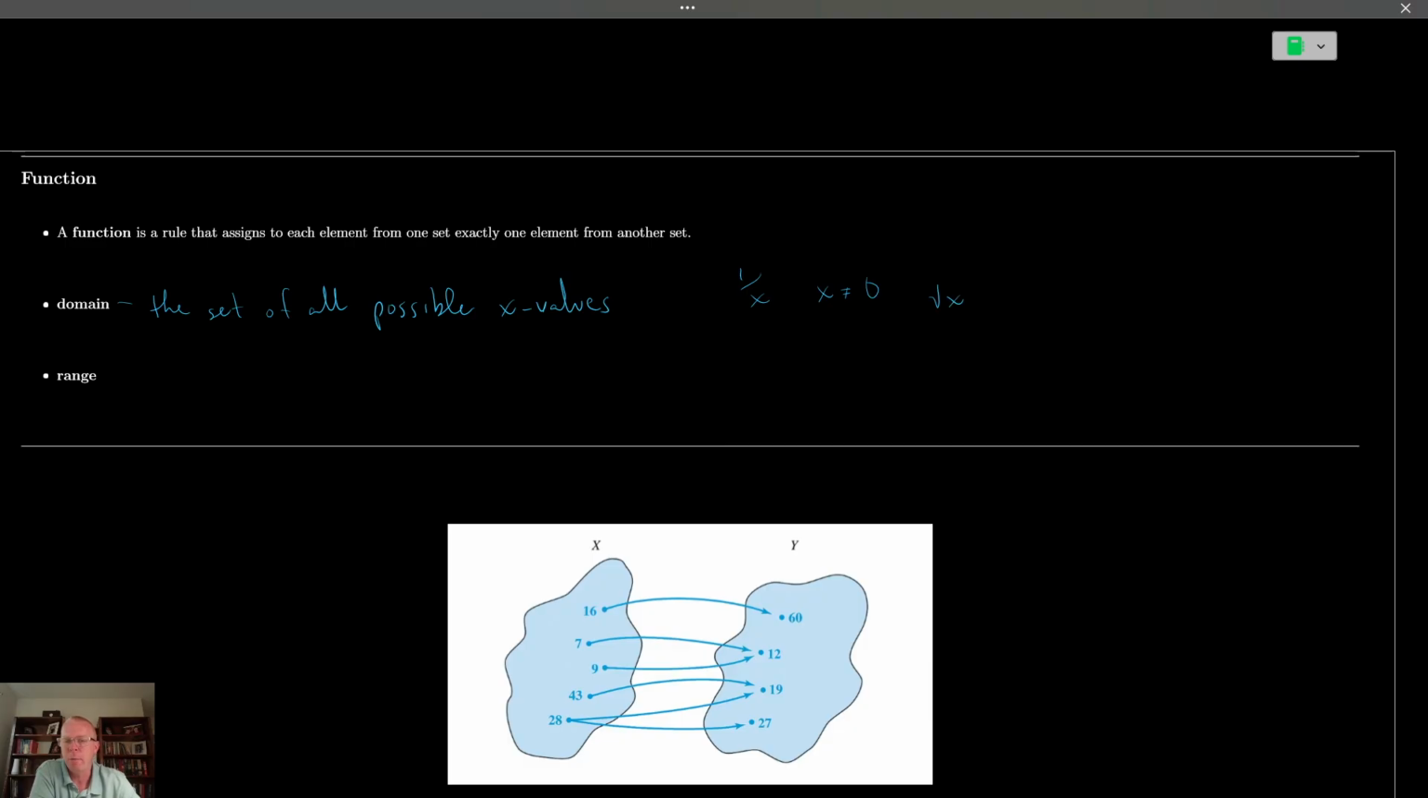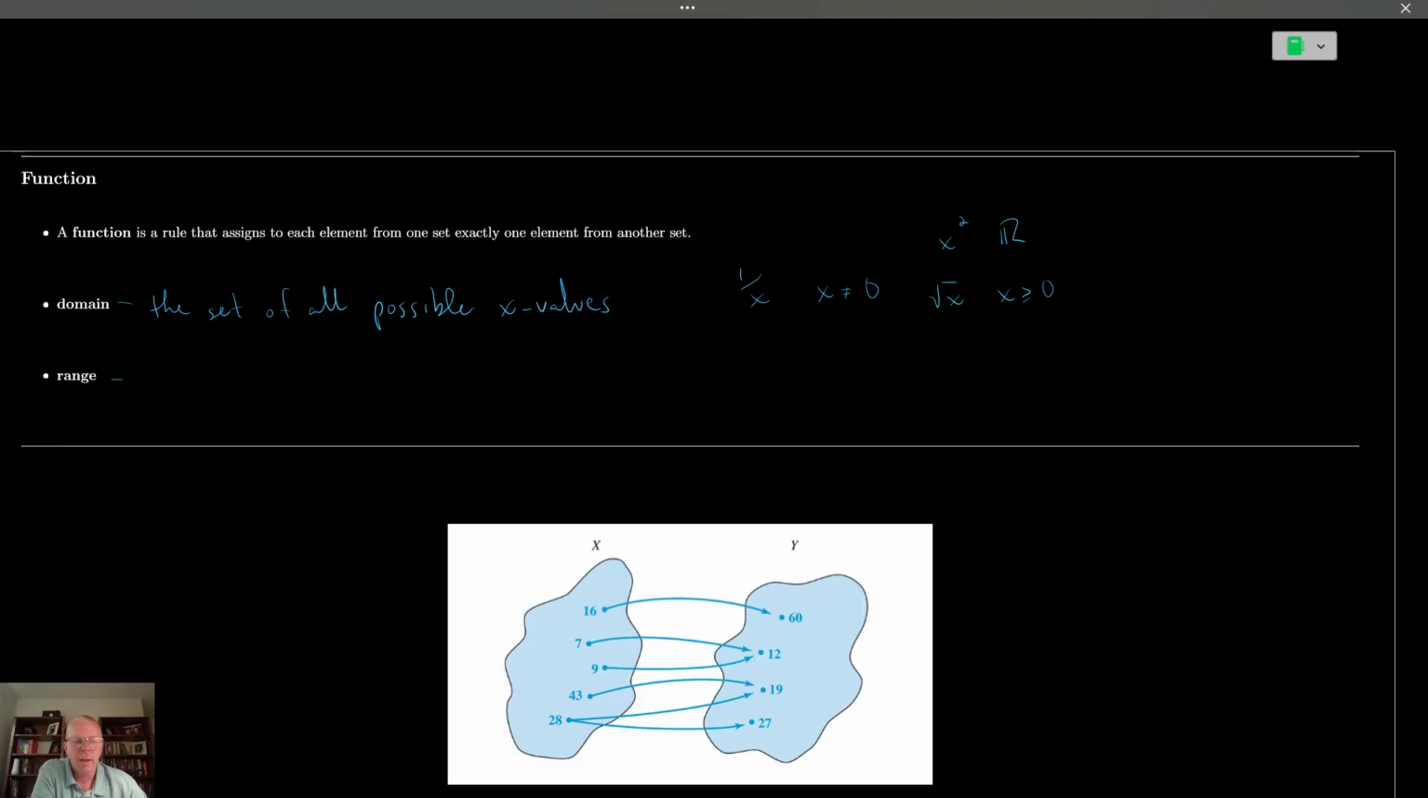If you have something like square root of X, then X has to be greater than or equal to 0 because you cannot take the square root of a negative number. But if you have something like X squared, then X is all real numbers because any real number that you have, you can square it and get something back. So that's what we talk about when we talk about domain and the possible X values.